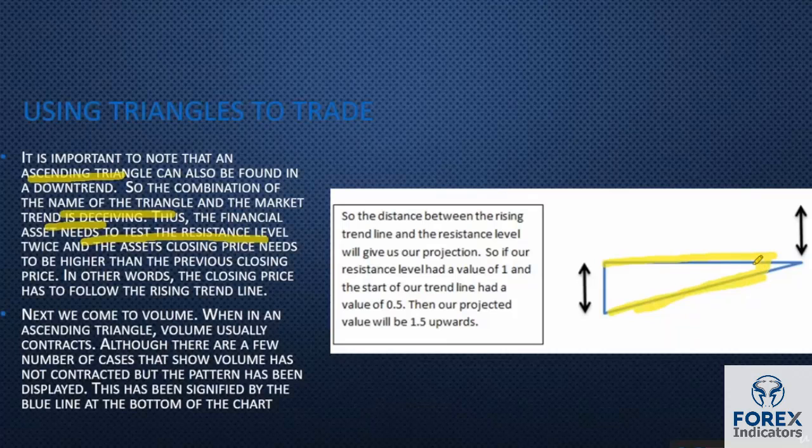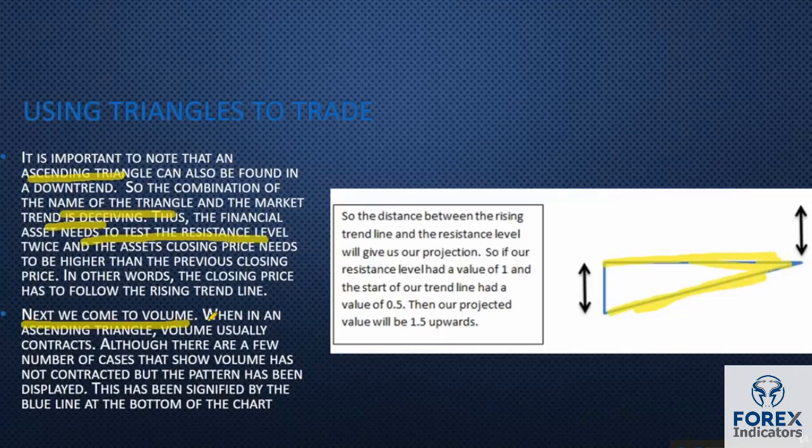So you need twice to test the resistance line, and the actual center of the triangle, when you're forced in here, will fit those rules, that the close has to be higher than the previous close. So once you have it testing this resistance line twice, and then the close is higher than the previous close, you now have the final formation of your actual triangle. Okay.